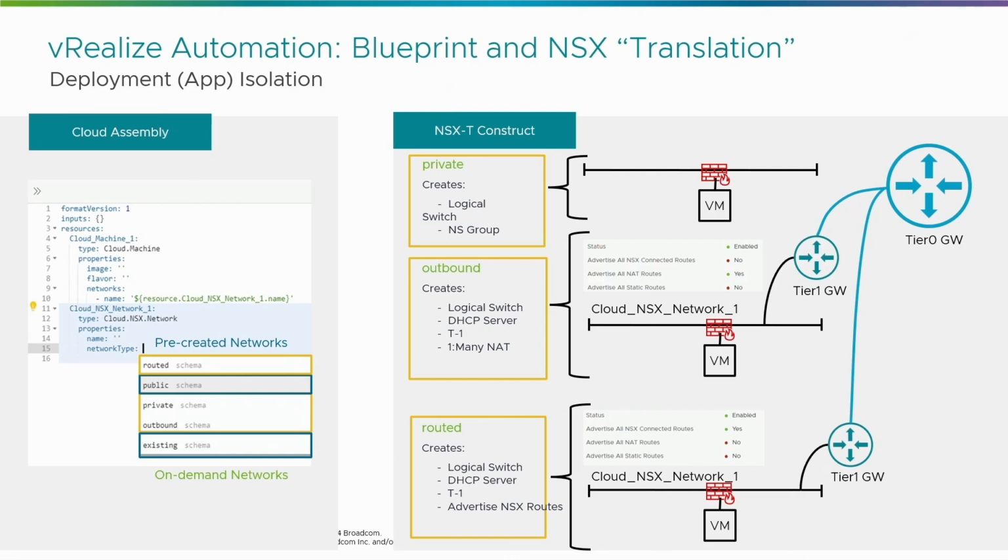This is showing the Cloud Assembly pre-created networks and how it links up to NSX and the NSX constructs. So you can see private, which creates a logical switch and some groups. Outbound, which creates a logical switch, a DHCP server, a tier 1, and a one-to-many NAT. And then routed, we can see that we're creating a logical switch, DHCP server, tier 1, and advertise NSX routes from the new networks that are generated behind the tier 1, or it could even be connected to the tier 0.